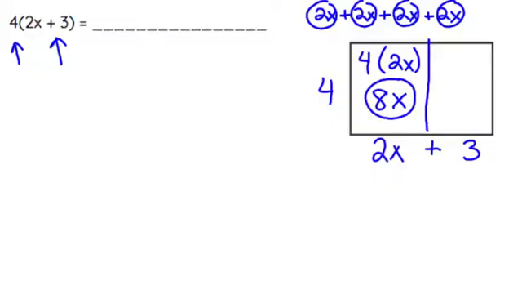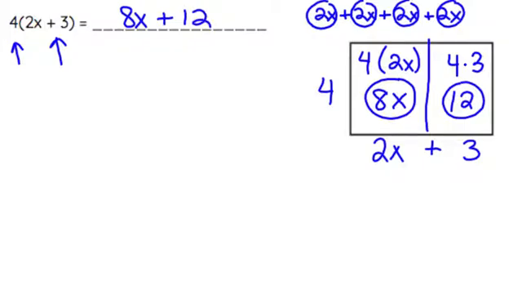Now, the area of the rectangle on the right is just 4 times 3. And that'll give you 12. So to simplify this expression, we get 8 x's plus 12.